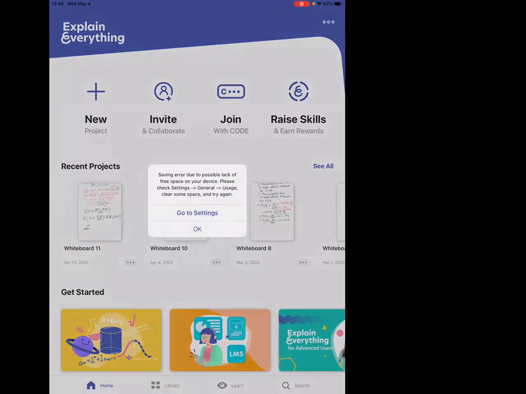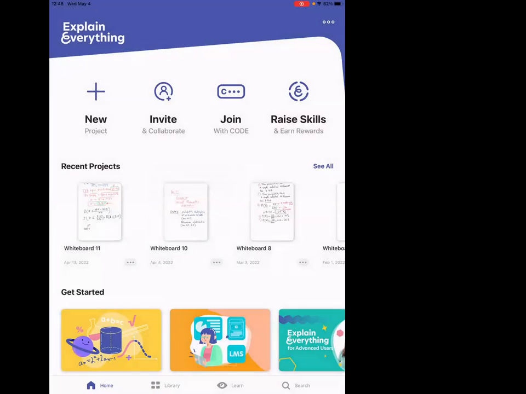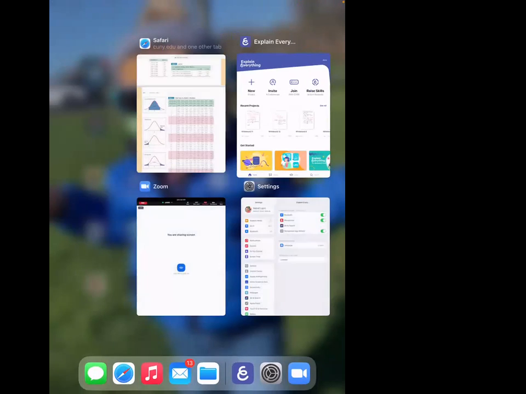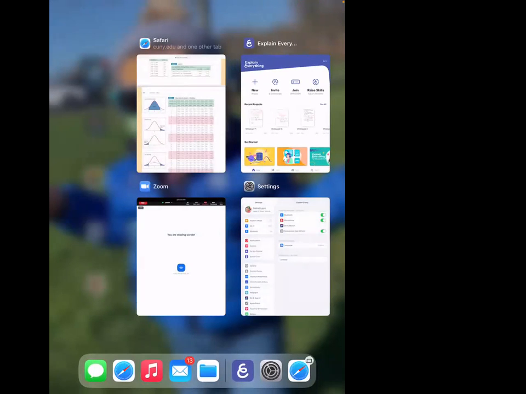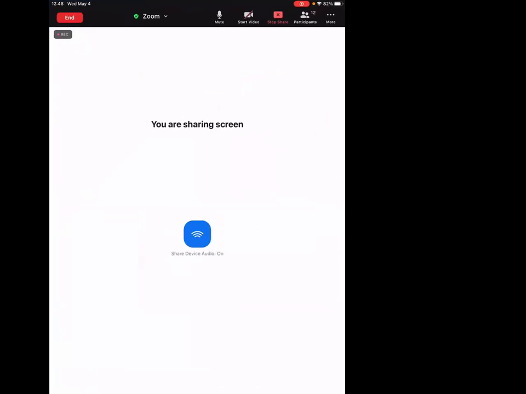Sorry, just one second. I need to solve this problem. I don't know what's going on. Mute myself. Go to settings. Okay, you know what? I can just use probably the Zoom board. I'm going to just stop sharing.